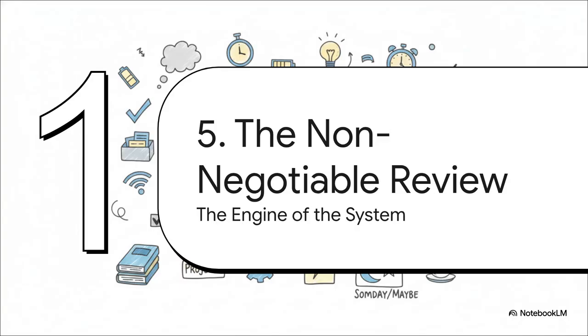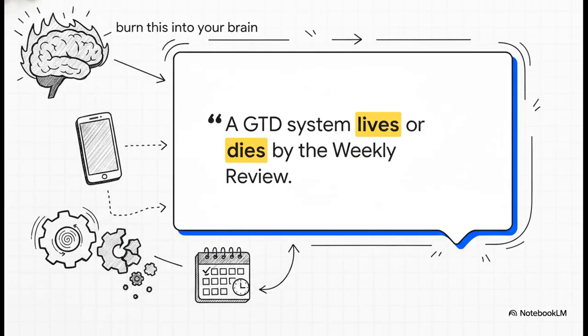Now let's talk about the engine. You can build the most amazing, beautiful machine in the world, but without an engine, it's just a sculpture. In GTD, the engine is the weekly review. And let me be clear, this is the single most important habit you need for this to succeed. You know, if there is only one thing you take away from this entire explainer, let it be this. A GTD system lives or dies by the weekly review. Skipping it is not an option. It's not a nice-to-have, it's a must-do.